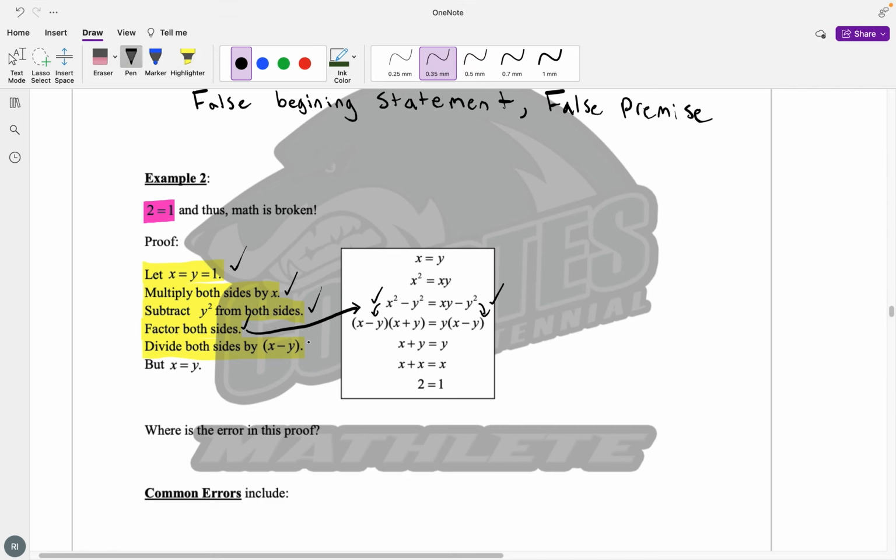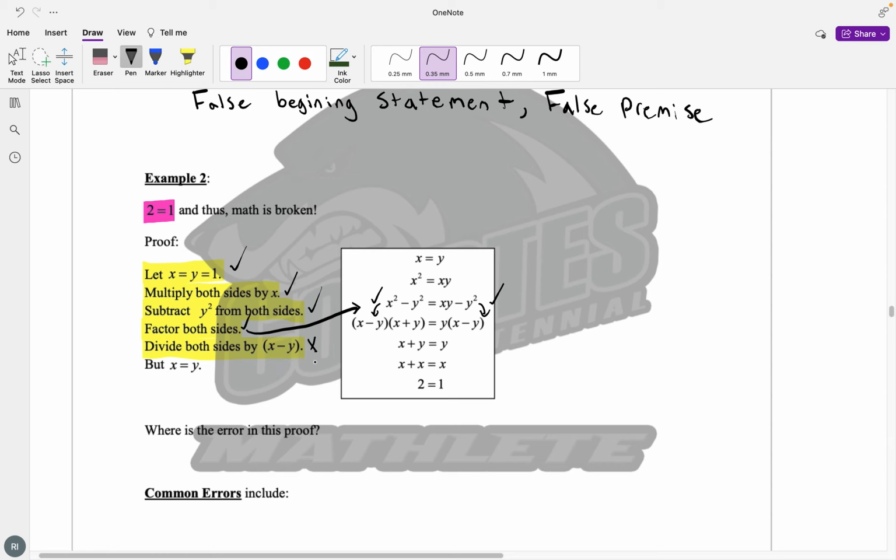This step is the error because, I'll describe it first before we write anything down. This is the error because x minus y is actually 1 minus 1, and 1 minus 1 is equal to 0, and we cannot divide by 0. That is against the rules.